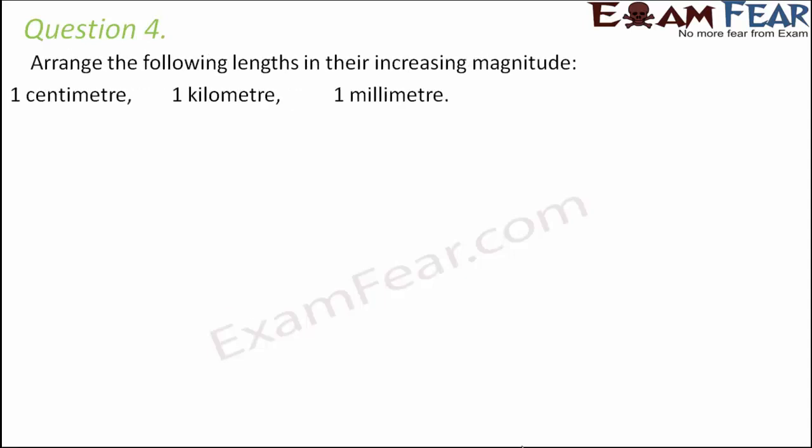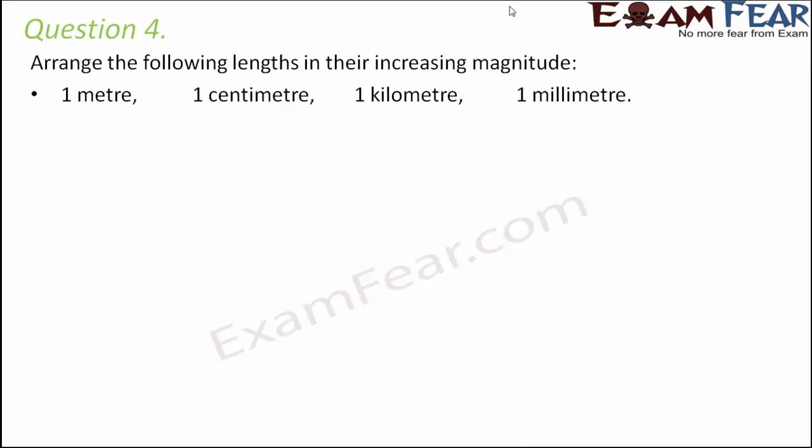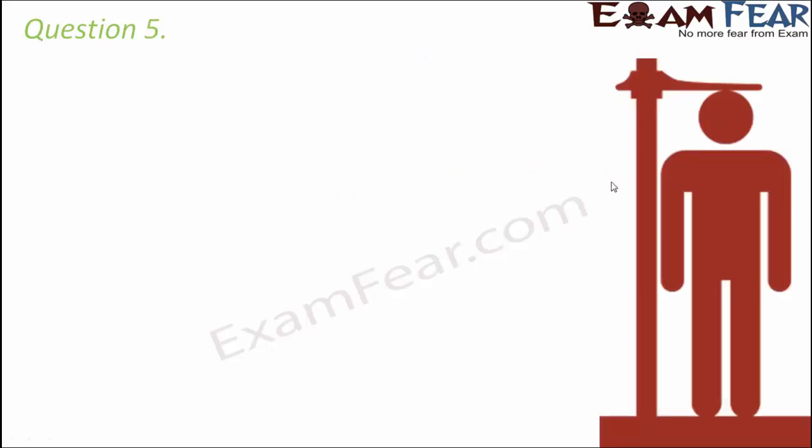Question number 4. Arrange the following lengths in their increasing magnitude. So increasing magnitude would mean small to big. Which is the smallest unit out of these? Millimeter. So millimeter would be the first one. Next smallest one is centimeter. Next is meter. And the last one is kilometer.